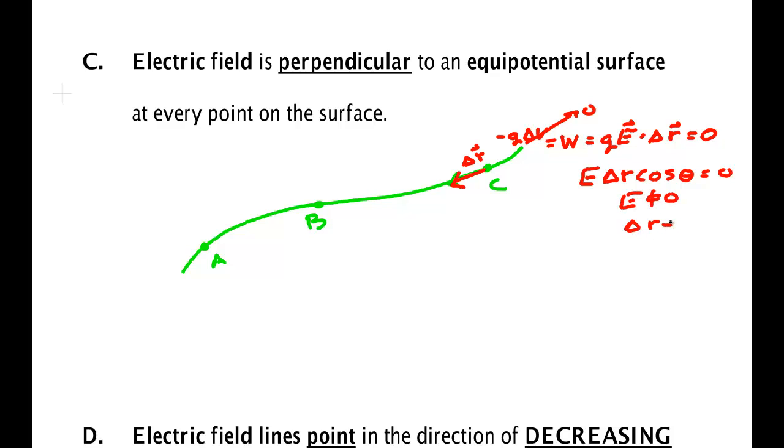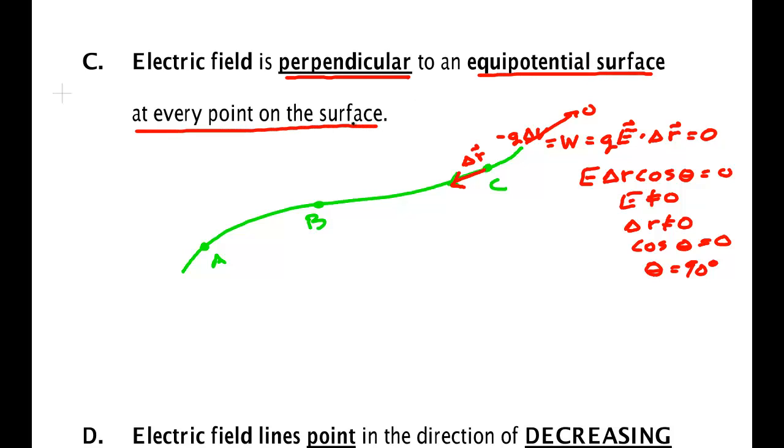Delta R is not 0. So cosine of theta must be 0. That means theta has to be 90 degrees. This says that the electric field is perpendicular to the equipotential surface at every point on the surface.